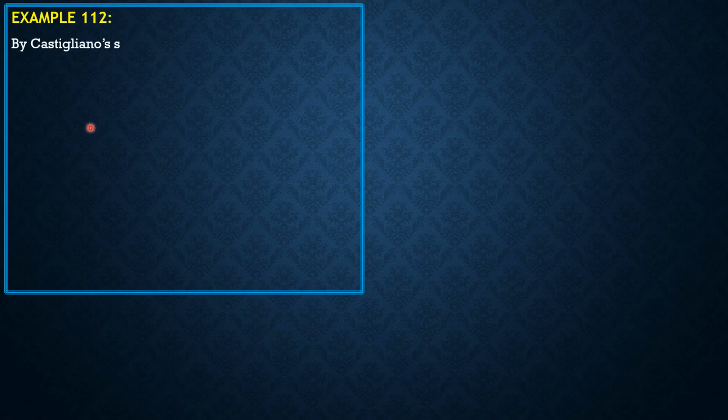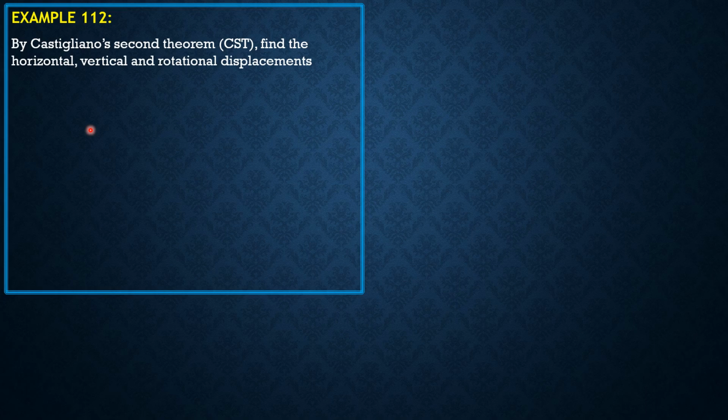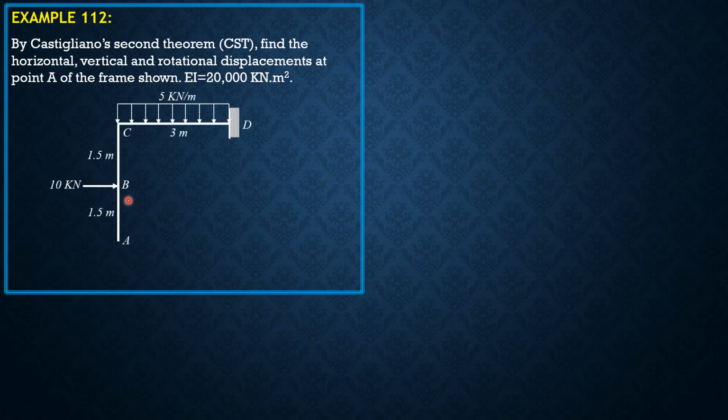Thank you. So here is the next problem by Castigliano's second theorem. Find the horizontal, vertical, and rotational displacements at point A of the frame shown. EI is 20,000 kilonewton meter square. So we apply force P, which is positive rightward at A.